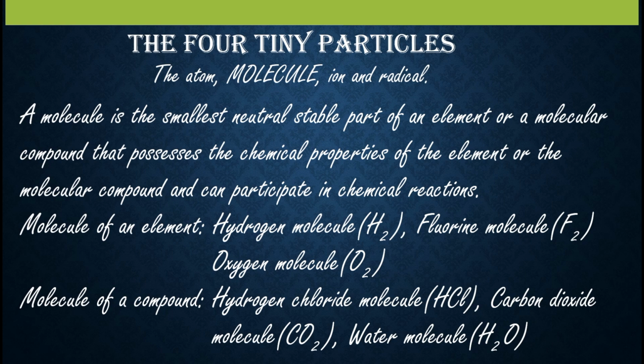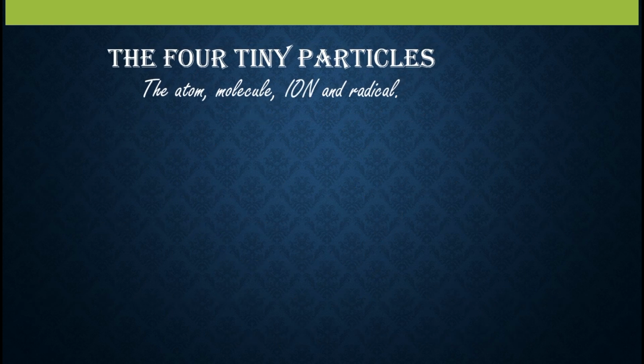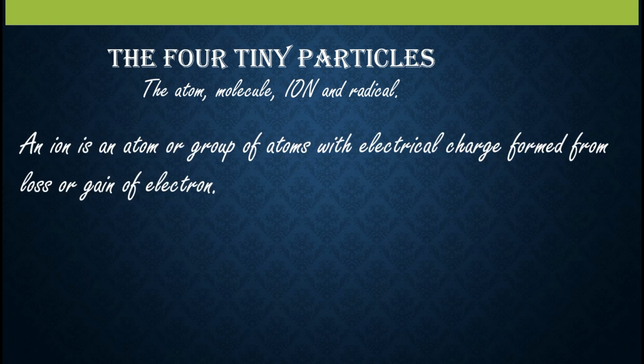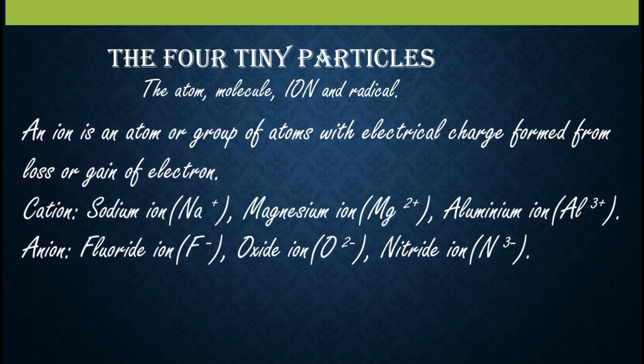So what do we mean by the word ion? An ion is an atom or a group of atoms with electrical charge formed by loss or gain of electron. Here we have two major types of ions, because it is either formed by losing electron or by gaining electron. When electron is lost by an atom, we will have a positive charge ion. When electron is gained, we will have a negative charge ion.